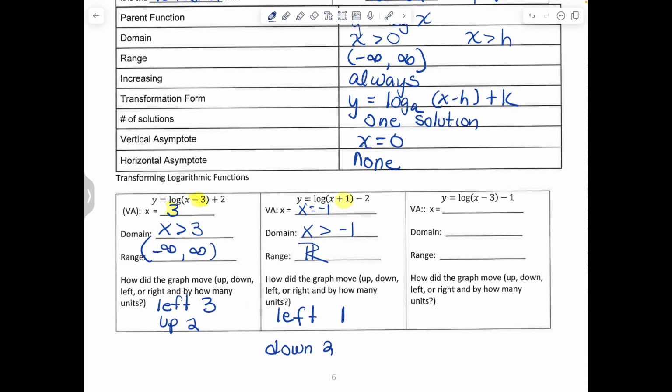Okay, welcome back. So here we have x is equal to 3, x is greater than 3, the range is all real numbers, and then it moved right 3 and down 1.